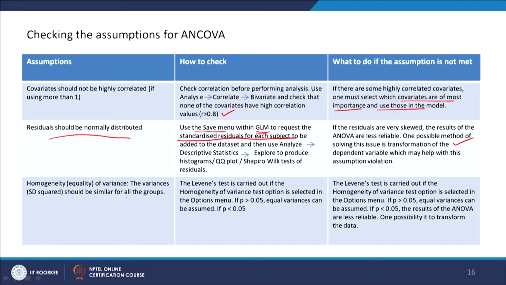Last, homogeneity of variance. The variance should be similar for all the groups. So, Levene's test is the test which is carried out to check the homogeneity of variance. Now, if your homogeneity of variance is violated, then the results of the ANOVA are less reliable. So, in such a condition, the best thing is to transform the data.